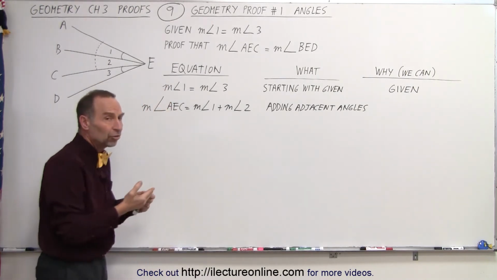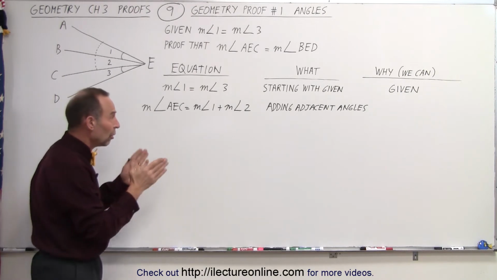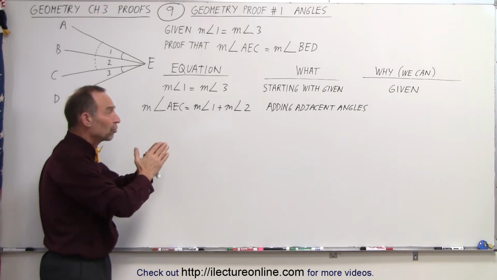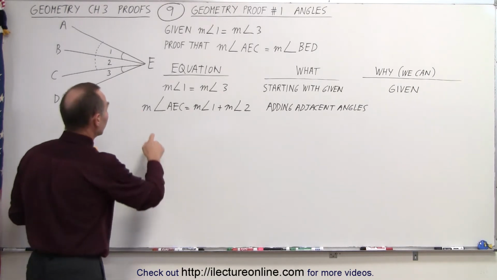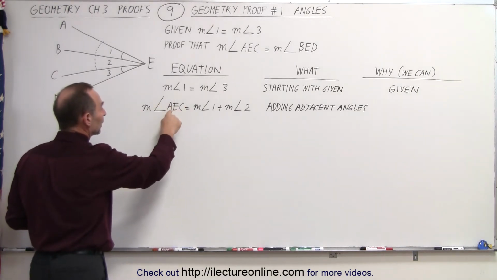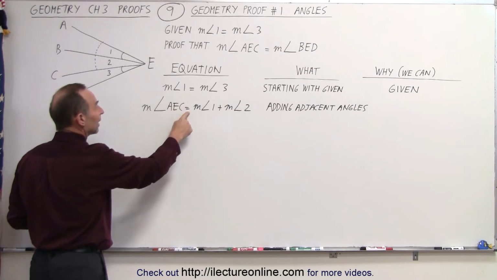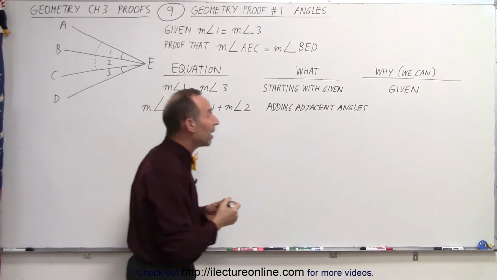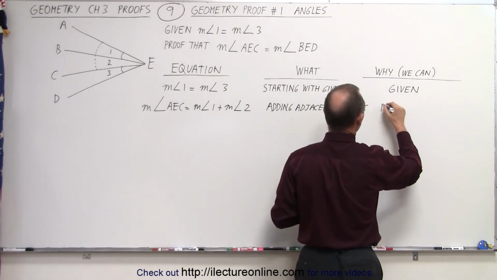Well, that's the postulate of angle addition. When we add two adjacent angles together, that equals the measure of both of them together. Since the measure of the angles, both of them together, is AEC, that is therefore equal to the sum of the measure of the two angles. So by the postulate of angle addition.